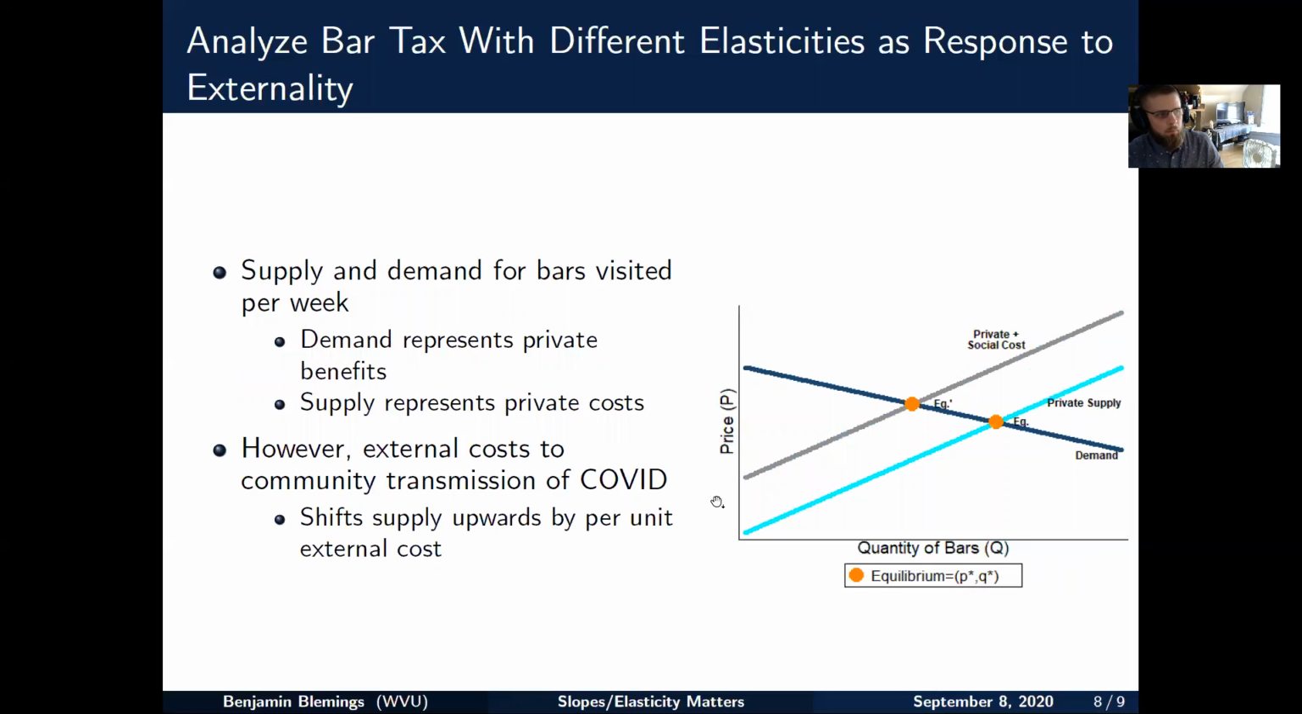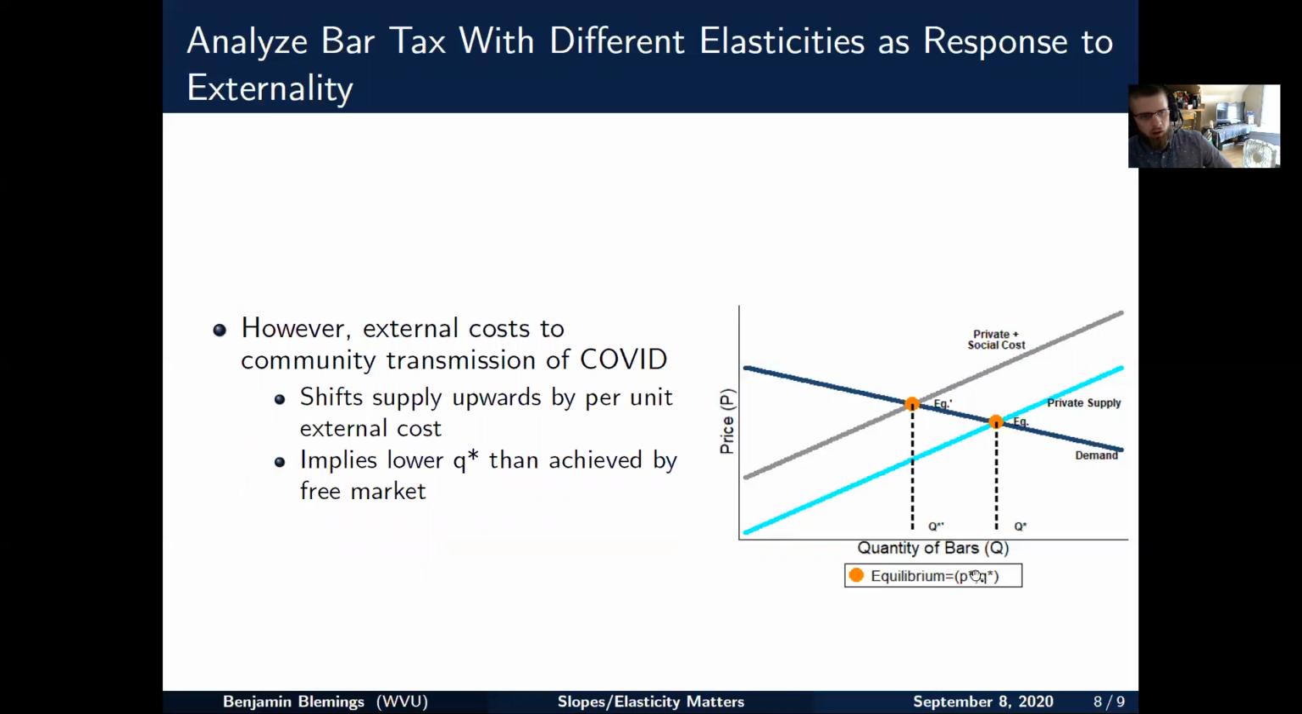And so an external cost of going to bars is that you could start to transmit COVID-19 around. That's an external cost to people who aren't actually going to bars, but could pick up COVID from somebody who picked it up from somebody else at a bar. And so that implies that this social supply curve is actually higher than the private supply curve, because it also includes a per unit social cost, which is basically the likelihood that you infect somebody else. And so the Q star prime is lower than the Q star when you take into account this external cost.